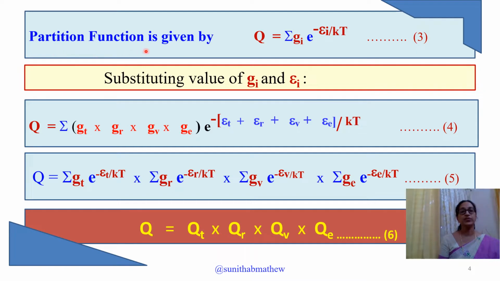By definition, partition function is given by Q is equal to summation Gi e to the power minus Ei upon kT. Substituting the value of Gi and Ei from equations 1 and 2, we will put for Gi the product of all the components and for Ei the summation of all the components. Now, if we consider these energies as independent of each other, then these terms will factorize into different components. So we can write Q is equal to summation of Gt e to the power minus Et upon kT. Similarly, rotational, vibrational, and electronic terms. So we can write Q as a product of all the components of partition function, that is translational, rotational, vibrational, and electronic.